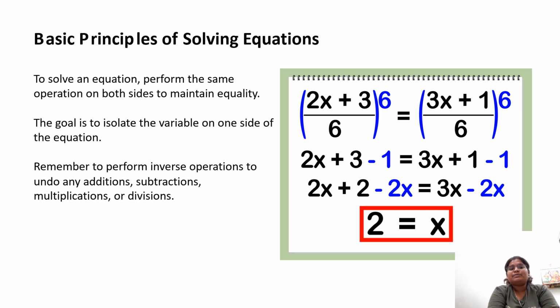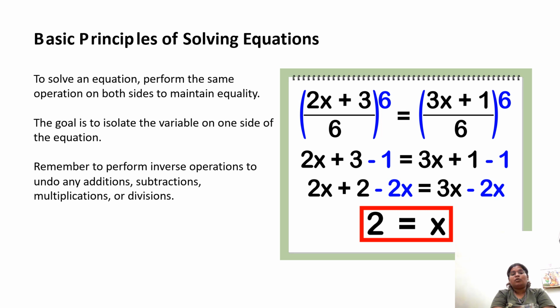The basic principles of solving equations. To solve an equation, perform the same operation on both sides to maintain equality. The goal is to isolate the variable on one side of the equation. Remember to perform the inverse operations to undo additions, subtractions, multiplications or divisions.